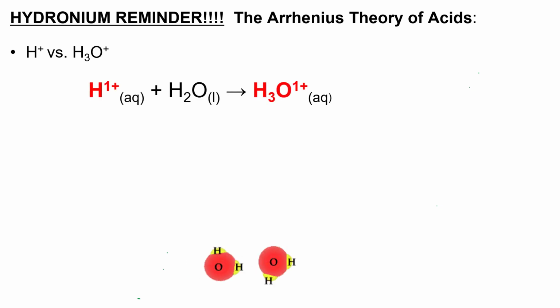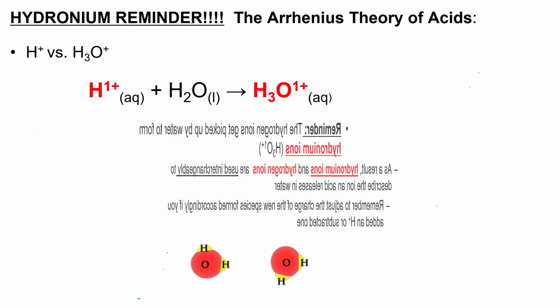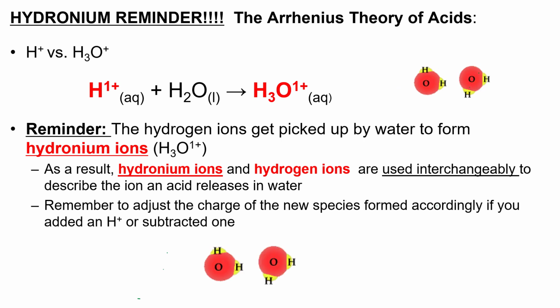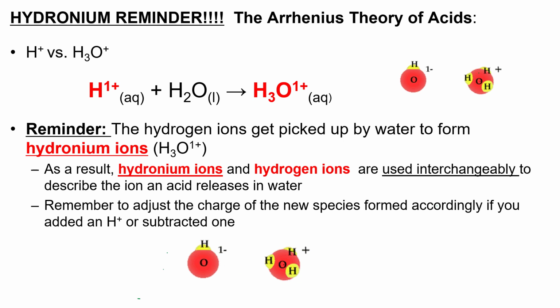So what we see is this interchangeable use of hydrogen and hydronium. They represent the same thing. So if they are talking about an acid having a high hydrogen ion concentration, they could also say the acid has a high hydronium ion concentration. So just be aware, hydrogen ions and hydronium ions interchangeably describe the ion that an acid will release in water. Important that you guys get that.